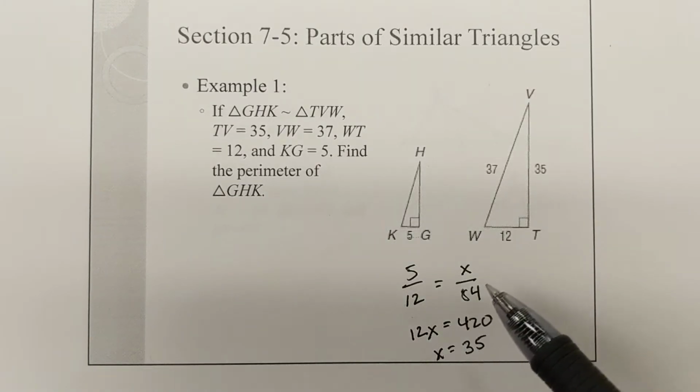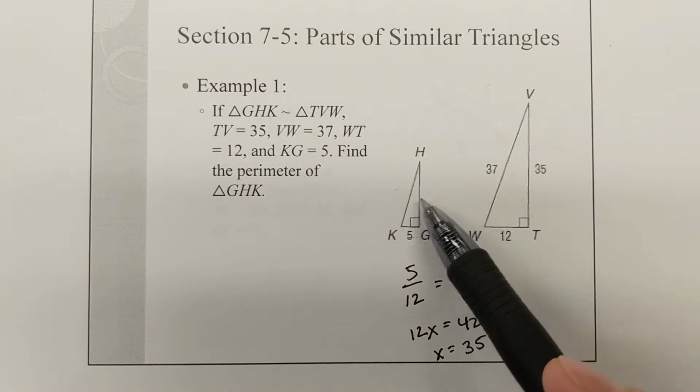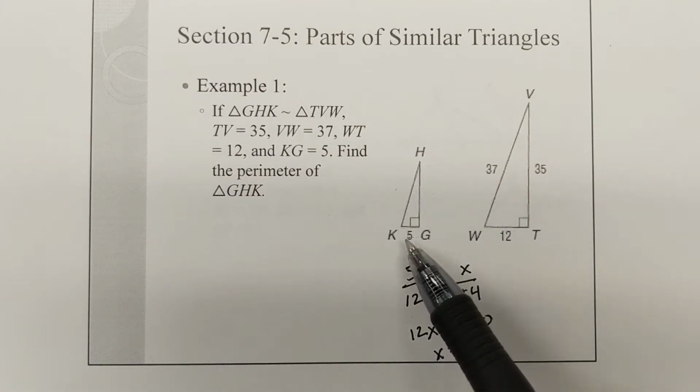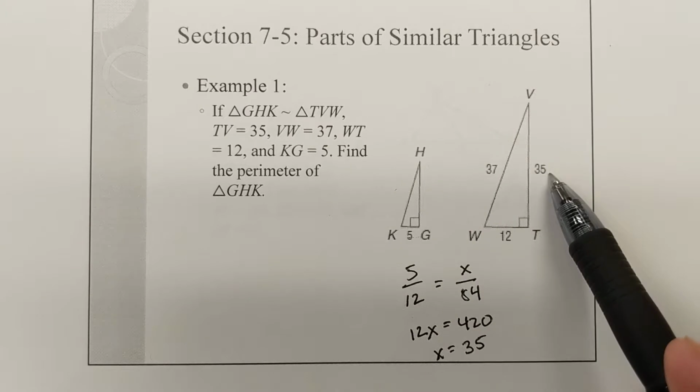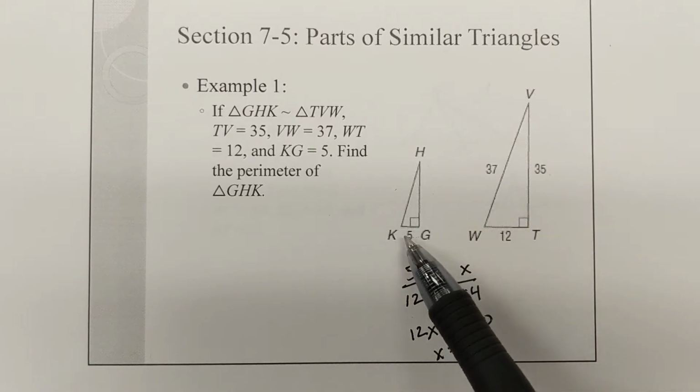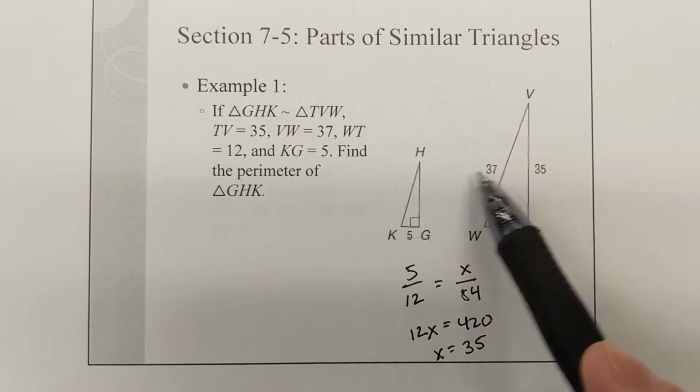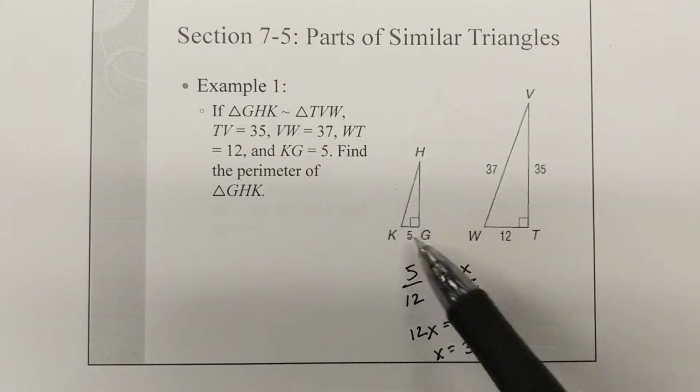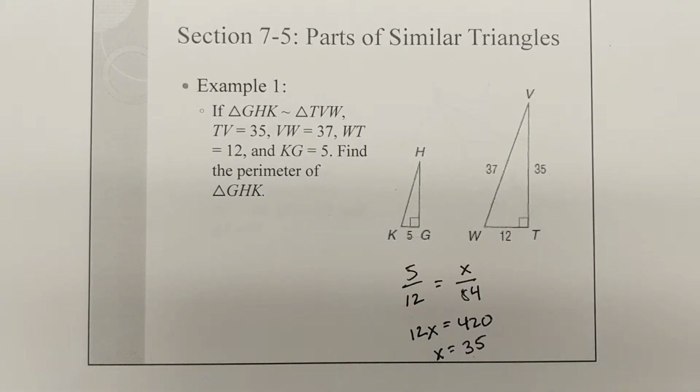Now if you really wanted to, you could solve for each individual side and then add them up. So you could do 5 over 12 is x over 35 to get this side, and then do 5 over 12 is x over 37 to get that side, and then add all three sides together. But this way you just have to set up one single proportion.